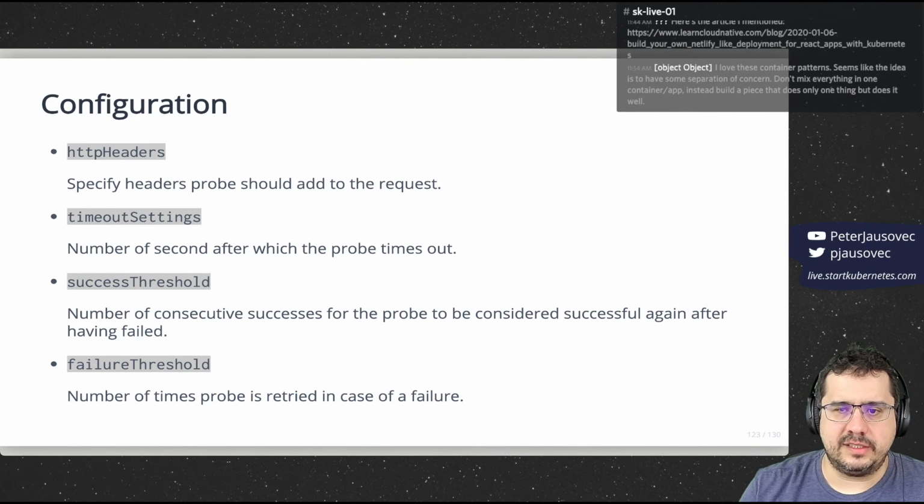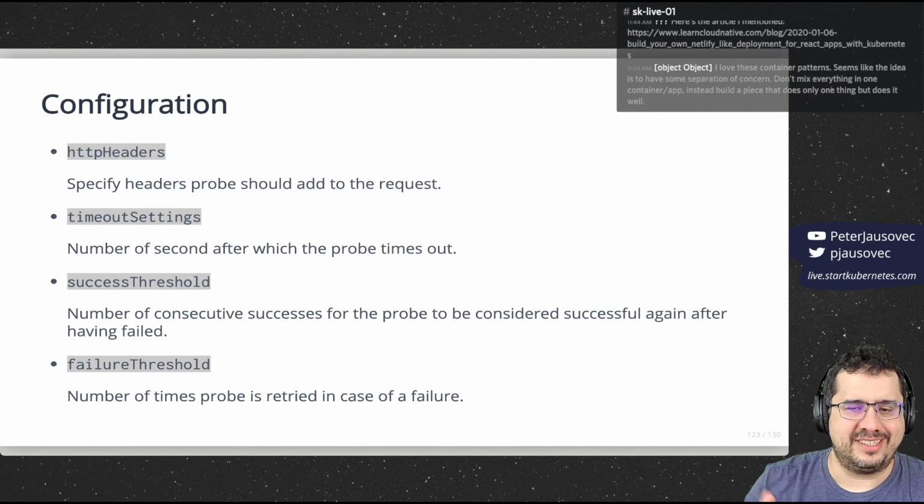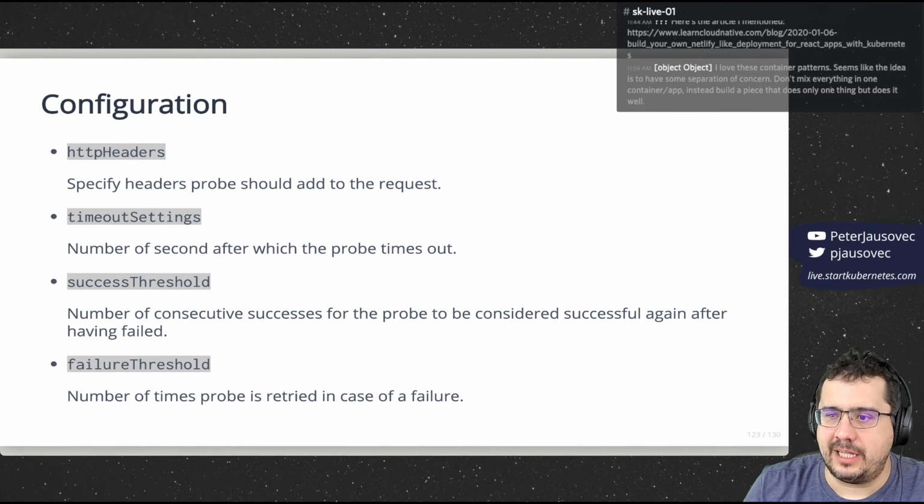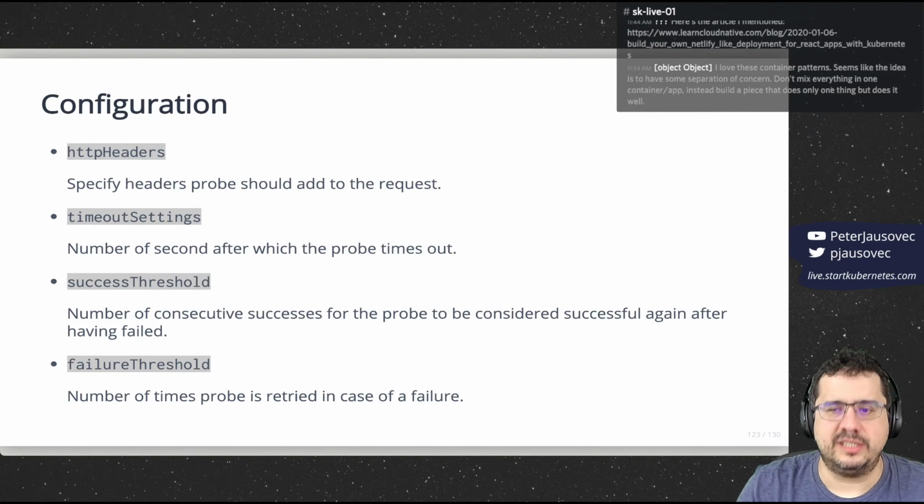The next setting is the success threshold, and this is just the number of consecutive successes for the probe to be considered successful again after having failed. For example, if we set this value to 5, the health probe needs to succeed 5 times in a row after a failure to be considered successful again. So the default here and the minimum value is 1. And if you're defining a liveness probe, this value must be set to 1.